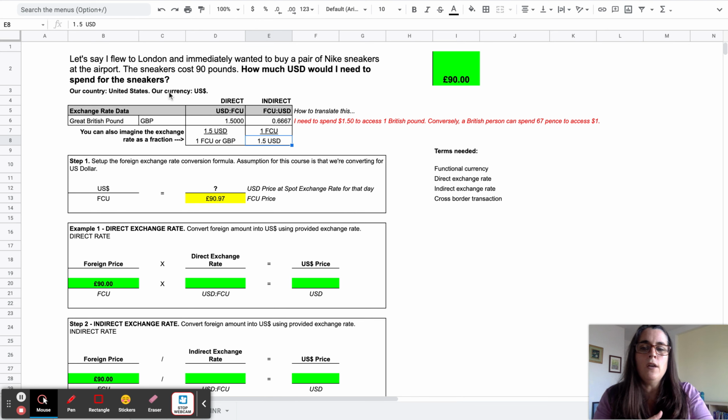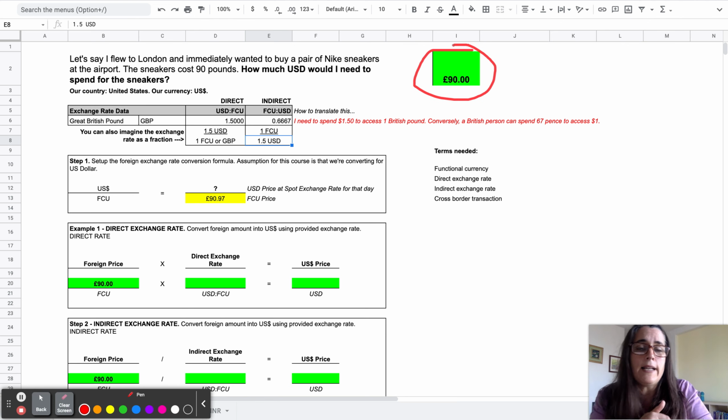So imagine that we are sitting in Jersey City with a wad of US dollar cash in our pocket, and we fly to London. We walk into a shop, pick up a pair of sneakers, and say, "I want to buy those sneakers." But you see the price tag has a squiggly looking L and a 90 on it. That means those sneakers cost 90 British pounds. So we are a US dollar person looking to purchase something stated or valued in a foreign currency. That's at the crux of Chapter 9, that kind of transaction.